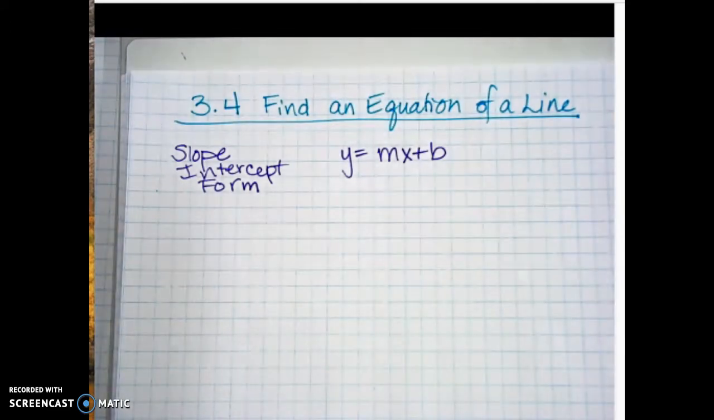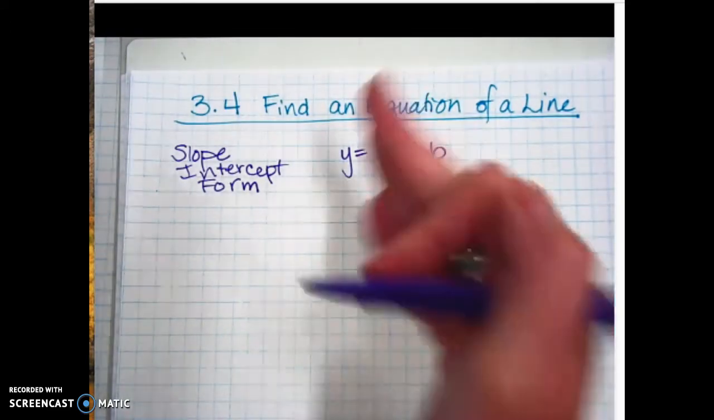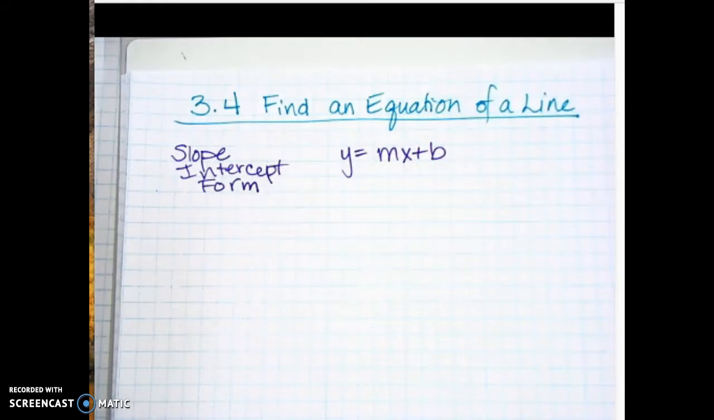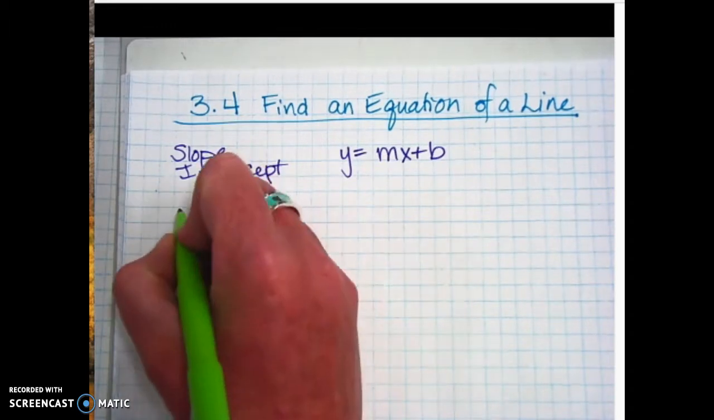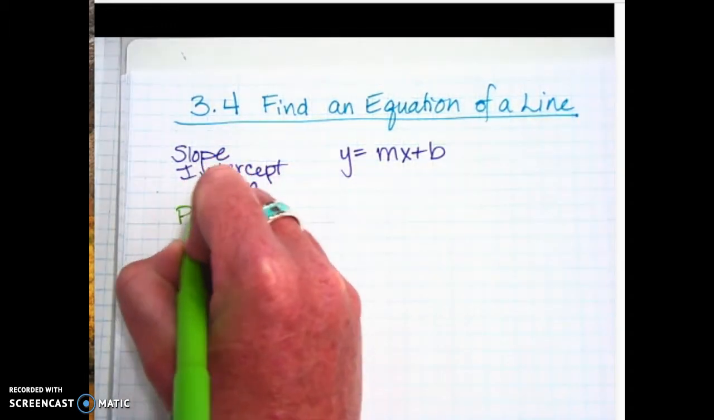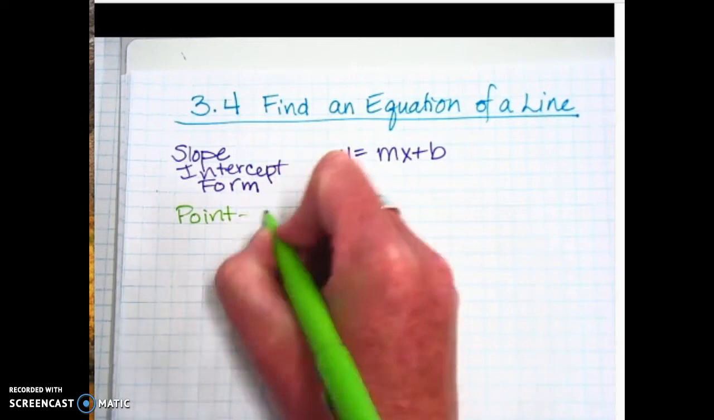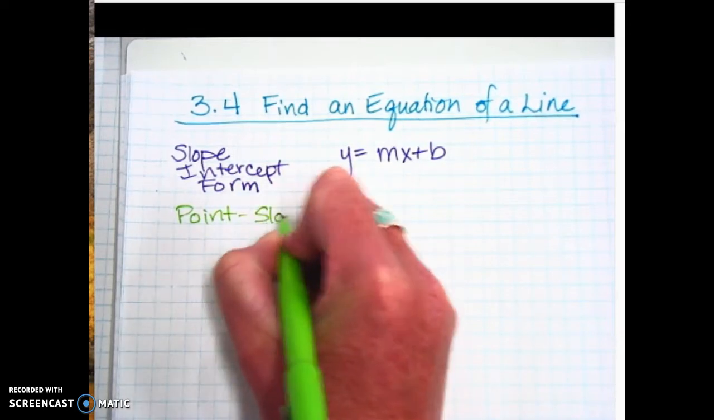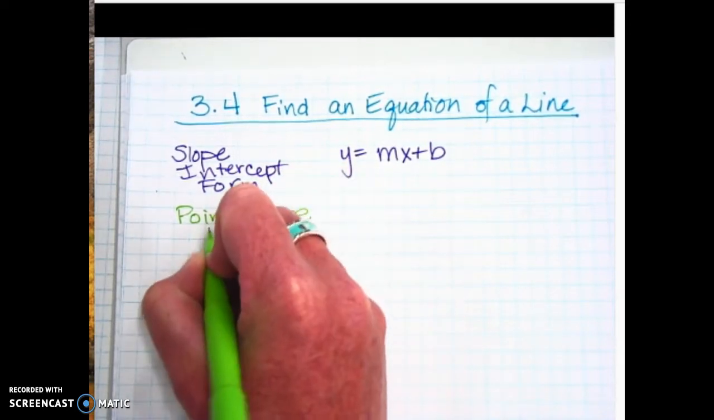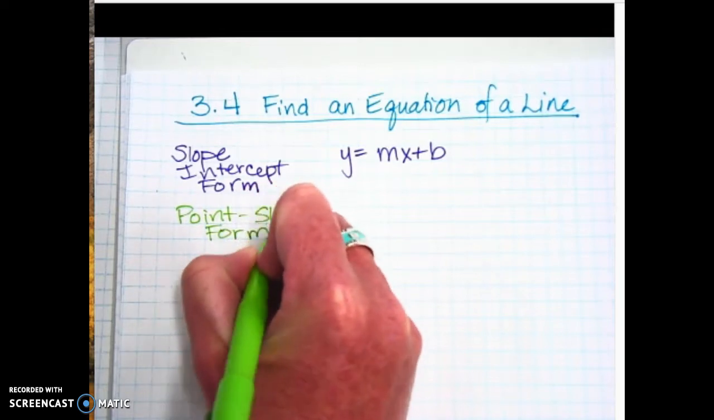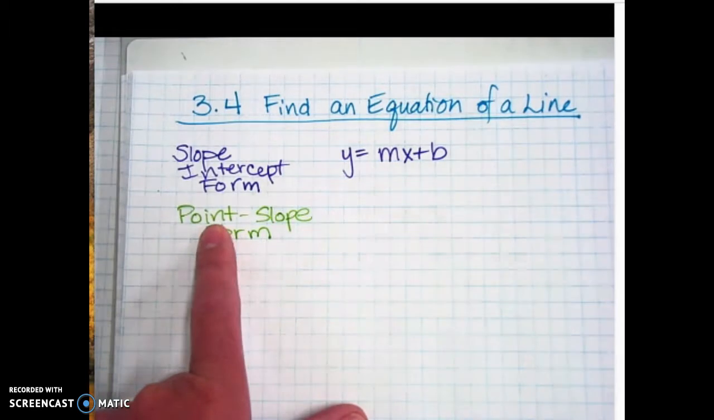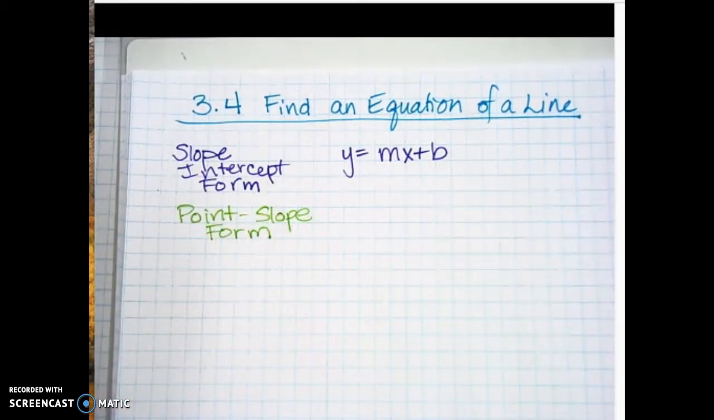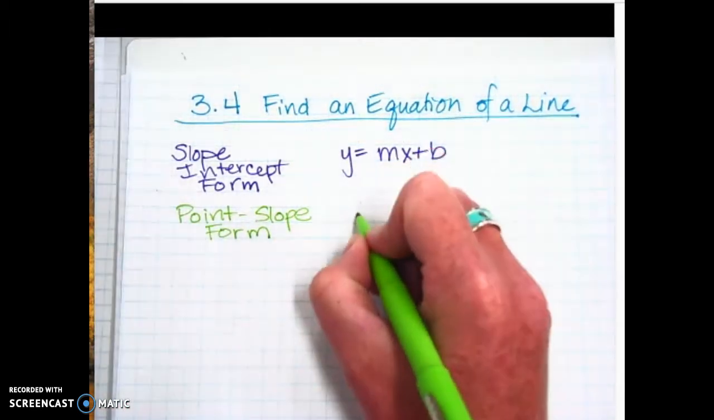This one's very useful for graphing. You just plug in the slope, plug in the y-intercept. It's good to go. Okay? Another one that's pretty useful is called the point-slope form. It's useful when you're given a point and a slope, so that's why it's named that. Basically, it looks like this.